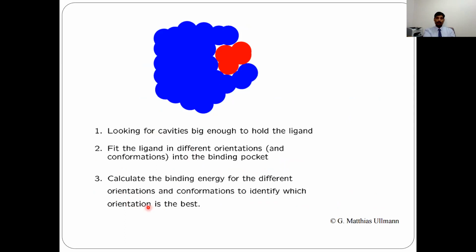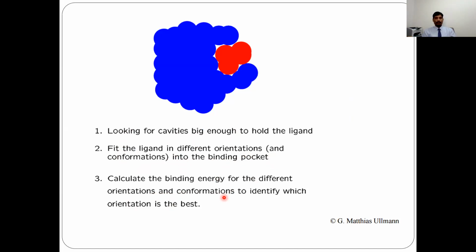So these are the three things we need to understand. First, looking for a cavity big enough to hold the ligand. Second, fitting the ligand in different orientations into the binding pocket and calculating the binding energy. First, the protein, our target, is there. We need to find where the active site is. If you don't know, there is an algorithm. We are going to understand how the different algorithms work.